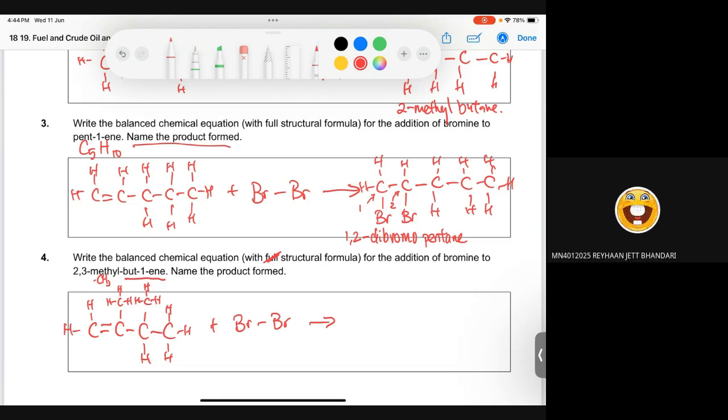The carbon double bond breaks. And after that, below those two carbons, you put Br. Okay, good. So I'm just going to condense it further. I'm just going to condense it for you.